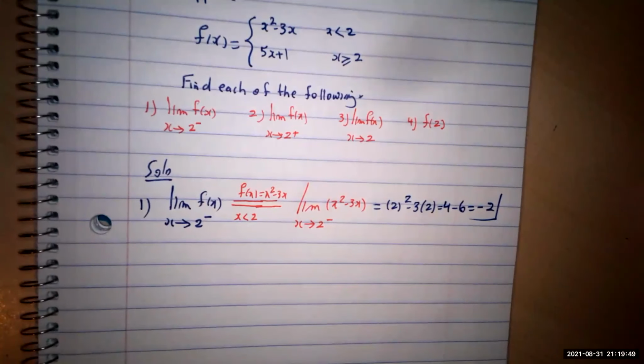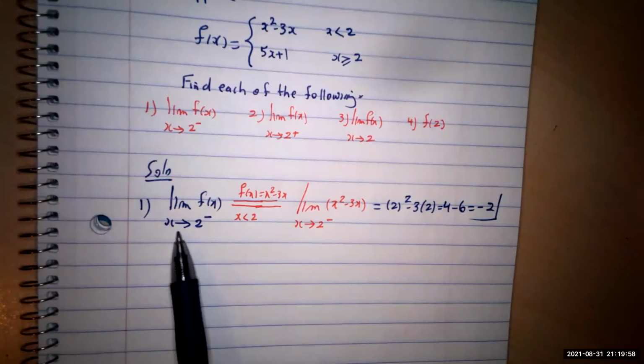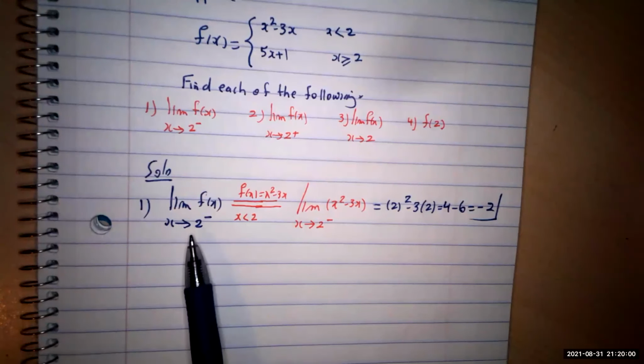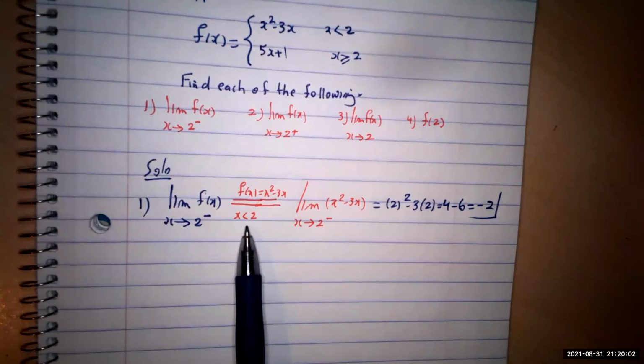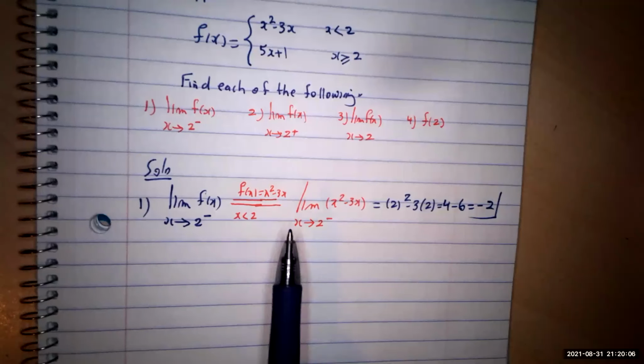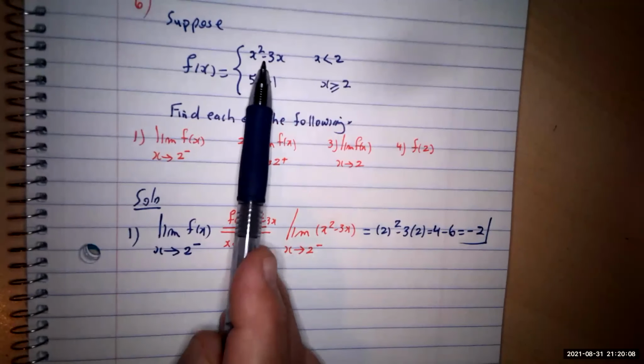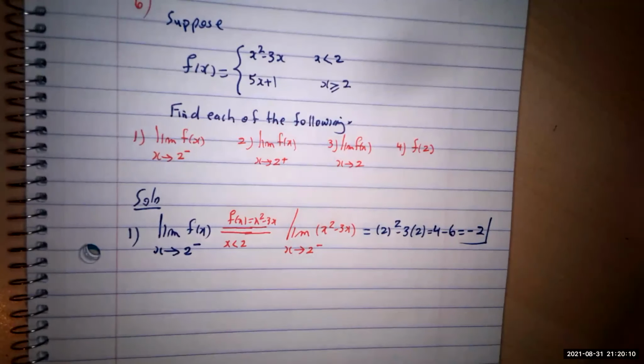Any question? So you have to decide which part you are going to use, the first part or the second one. Just look at this one. X goes to 2 negative, you're going to the 2 from the left. So x below the 2, if you like. X is less than 2. When x is less than 2, your function is the first part. The function is going to be a polynomial. You just substitute to get your numbers. So the left limit is negative 2.